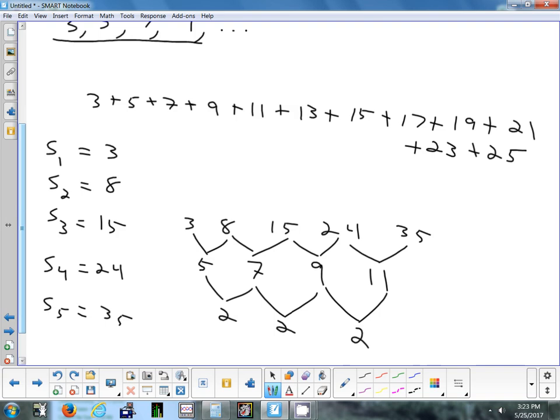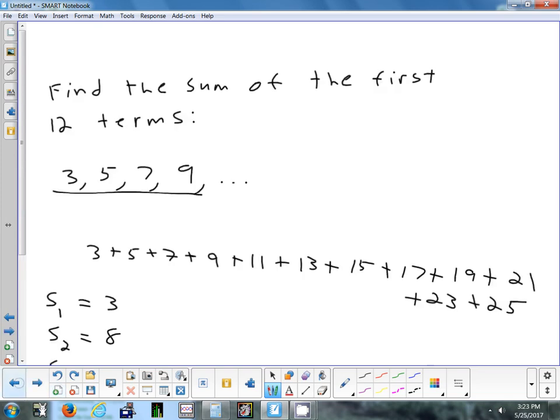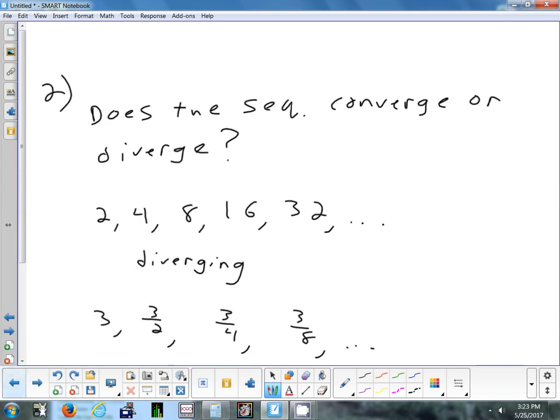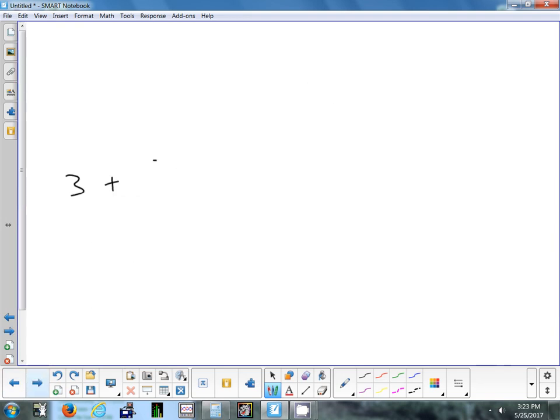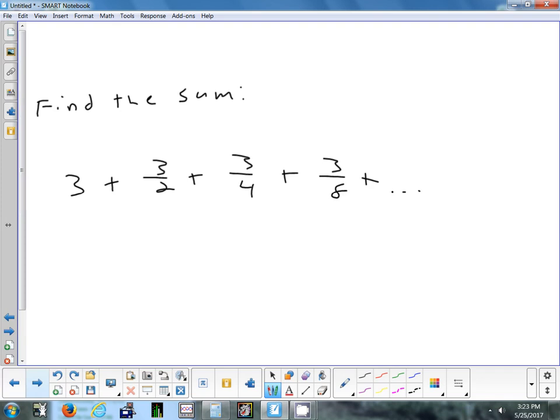All right, so we talked about converging and diverging for a sequence. I'm also going to ask you about that for a series. Let's take one we had before: 3, 3/2, 3/4, 3/8. And I want to find the sum. Do you remember the formula for the sum of an infinite geometric series?